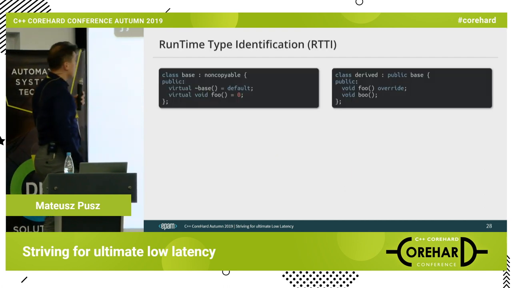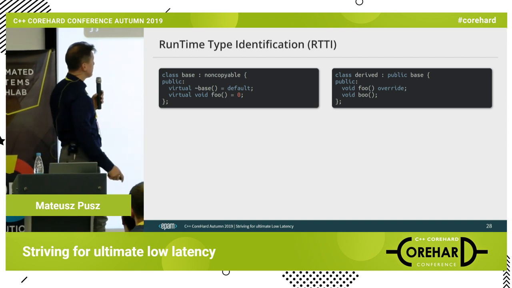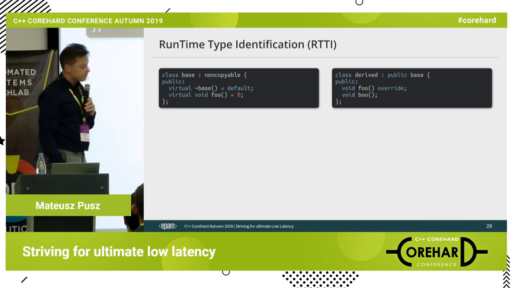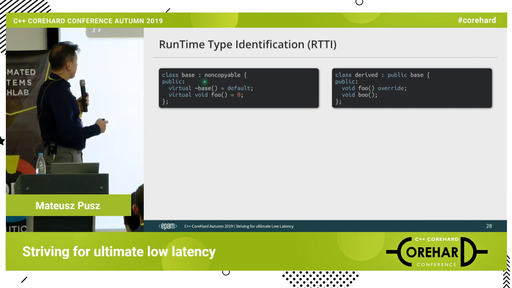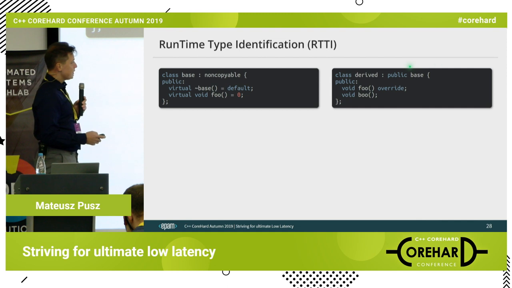OK. So next on the line is runtime type identification, RTTI. And with this, basically, it sometimes happens that you have a polymorphic class, and you have some interface here, but then you derive and extend the interface.